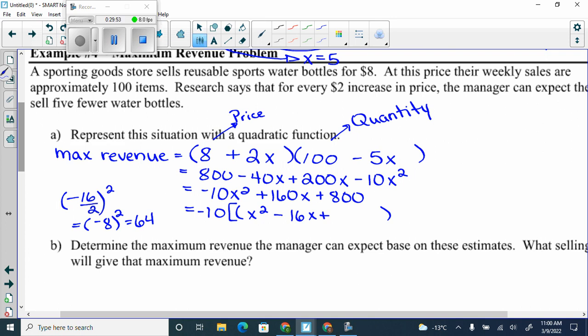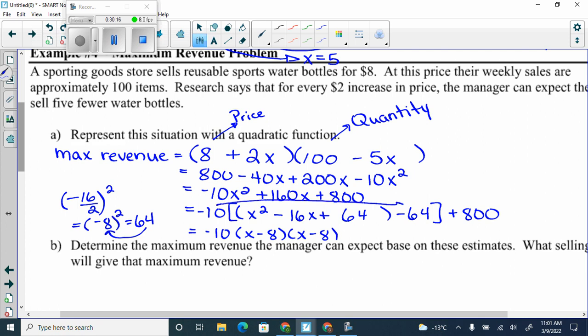So we get 64 minus 64 square bracket plus 800. And then I get negative 10. What multiplies to give me 64 and adds to negative 16? And I get x minus 8, which I want to be a minus because the x value going in has to be a positive value and it's changing. So it's changing at 5. And then negative 10 times negative 64 is positive 640 plus 800. And then I get negative 10 x minus 8 squared plus 1440.